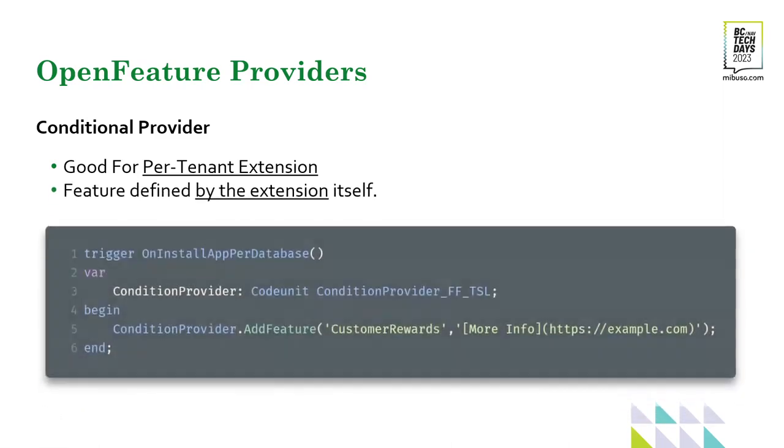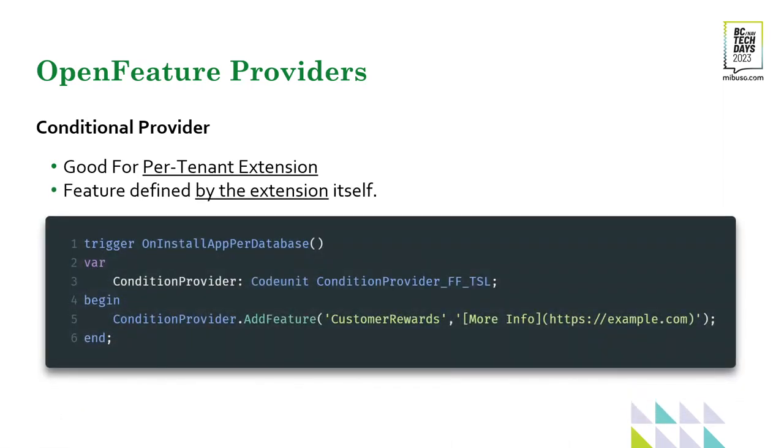The idea is that you have your application, and within this application, you introduce a new feature. So on an install code unit, you would be able to use the conditional provider API to say, this is my new shiny feature. This is a description of it. Here's probably some link that the user can navigate to get more information about my feature. So then OpenFeature will understand what it is. We had a similar UI as for feature management, so users can go there and see what it is about.